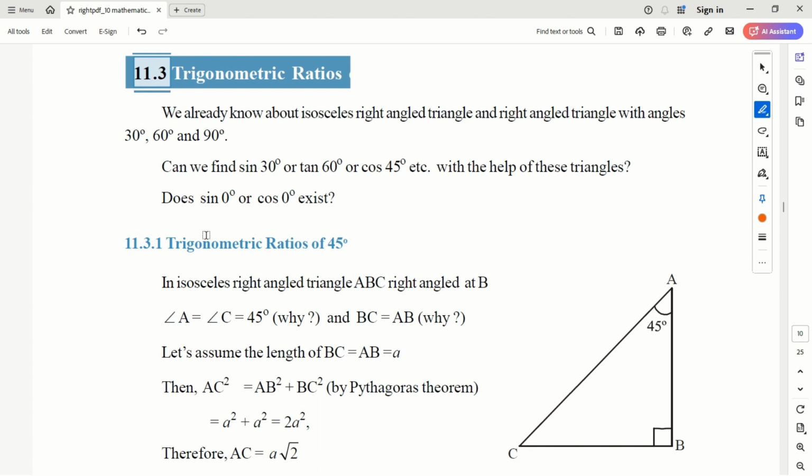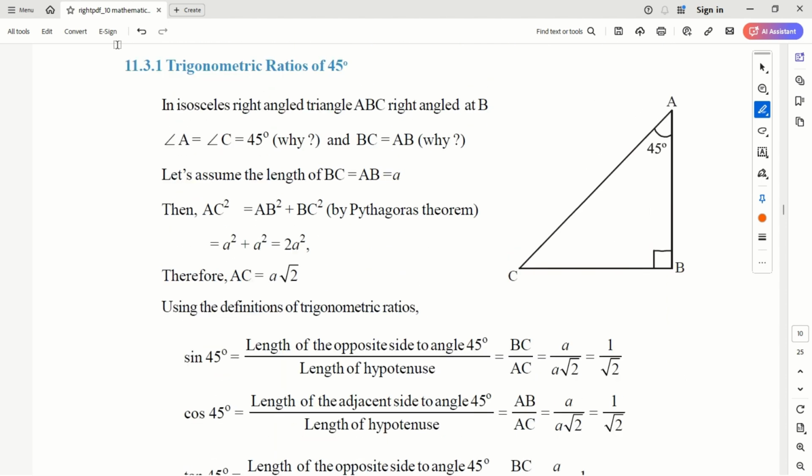Once we know this, we can make a table of some important angles. We can actually make it for any angle from 0 to 90, but we can't remember everything. So we will make some ratio constants for some important angles, something like 0, 30, 60, 90, and 45 also. Okay, so let's do one by one.